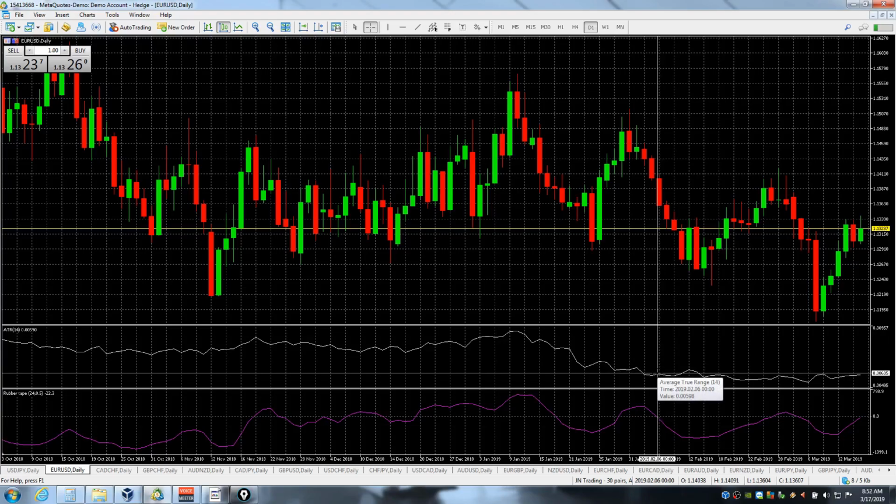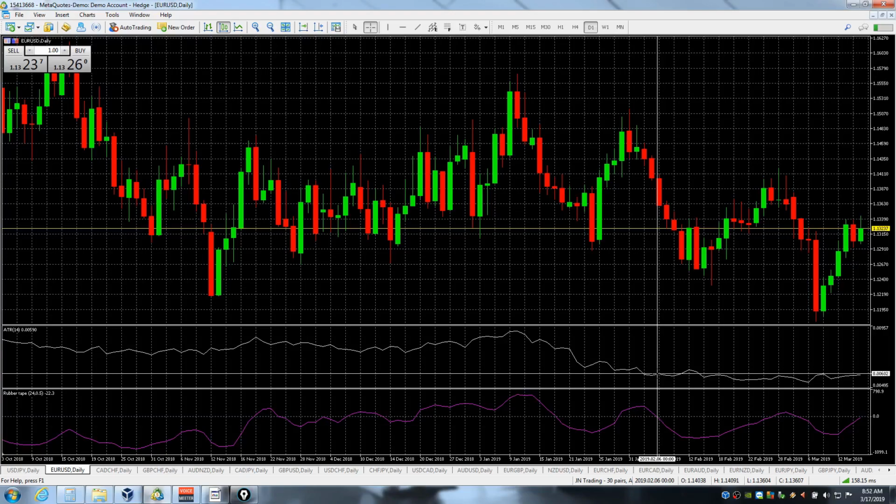So 59 pips, because it says 0.0059. That is 59 pips. And that is how it works for most currency pairs. The Japanese yen is different. We'll get to that later.